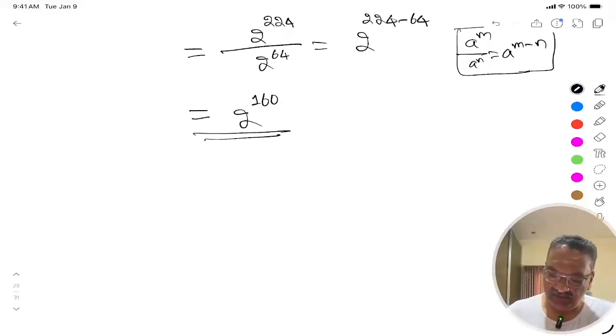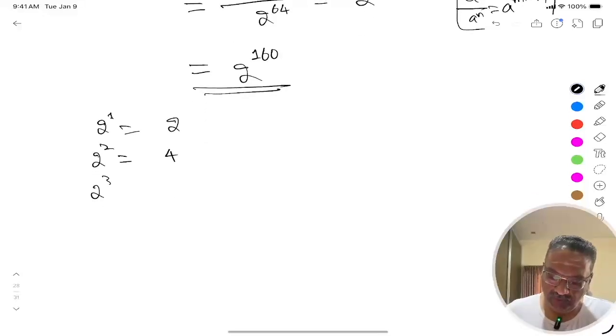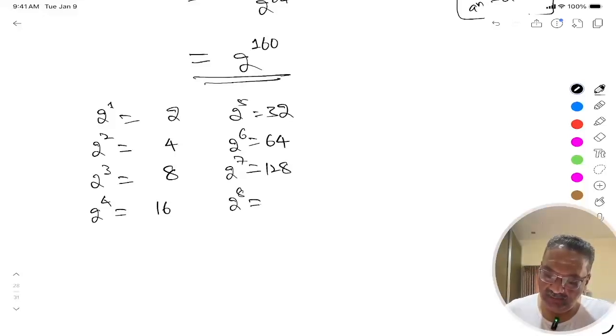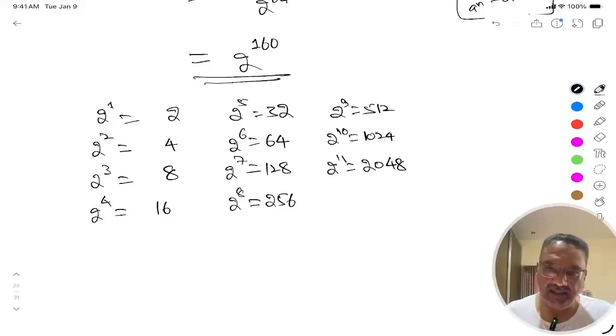Okay, let's observe one thing. We know that 2 to the power of 1 is 2. 2 to the power of 2 is 4. 2 cube is 8. 2 power 4 is 16. 2 power 5 will be 32. 2 power 6 will be 64. 2 power 7 will be 128. 2 power 8 will be 256. 2 power 9 will be 512. 2 power 10 is 1024. 2 power 11 is 2048, and so on.